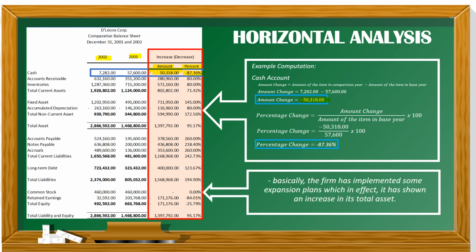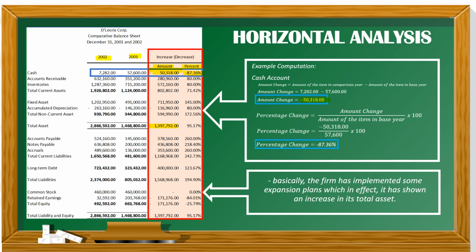Now, after computing the horizontal analysis for the De Leon Corp's balance sheet, we can now have several conclusions on what happened to the firm in a span of 2 years. For one, we can conclude that the firm has implemented some expansion plans, which can be seen in the increase of its total assets.